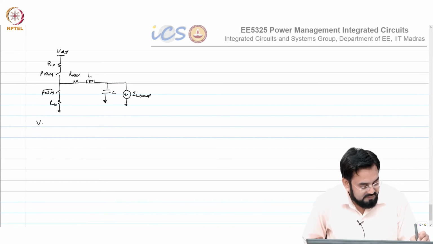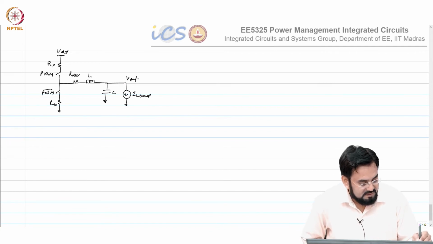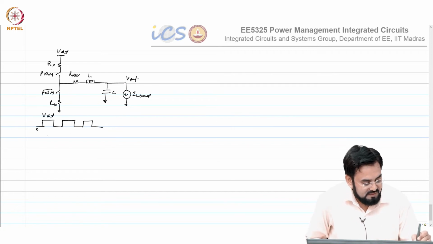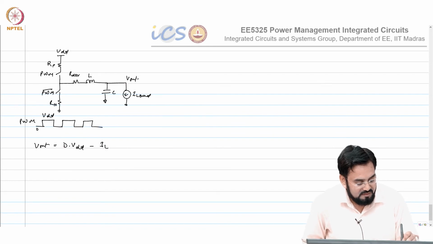So, what will be the output? V out. This is your PWM signal. The duty cycle of D times VDD minus I load into what?